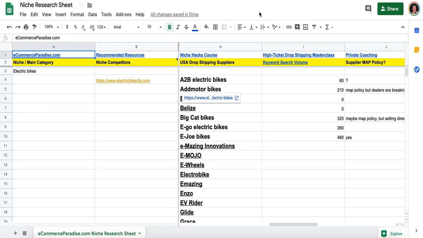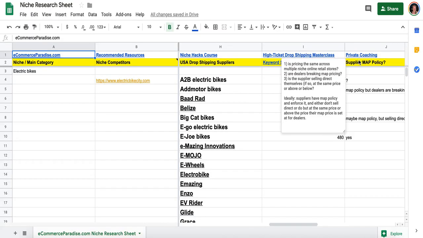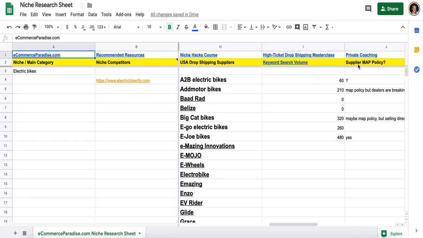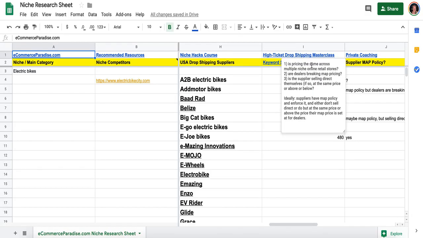Okay, so in this lesson, I'm going to show you how to determine if a supplier has a MAP policy. So over here, I've written down some notes. This is also available below the video.